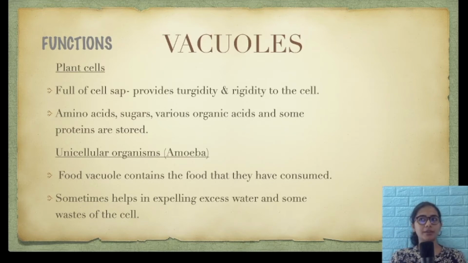They're not in a position to move away from danger. They have to get rooted and stand there. That is how vacuoles help plants retain their structure, by helping the cell retain its structure. It also stores amino acids, sugars, various organic acids and some proteins inside itself in plants. In unicellular organisms, as we already discussed, there are food vacuoles, and they contain the food that they have consumed. Sometimes vacuoles also help in expelling excess water and waste from the cell. So these are the functions of vacuoles.